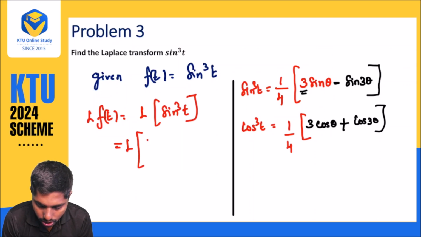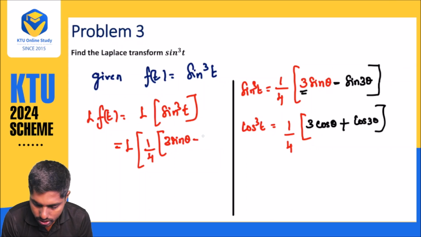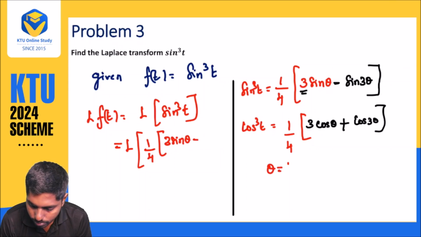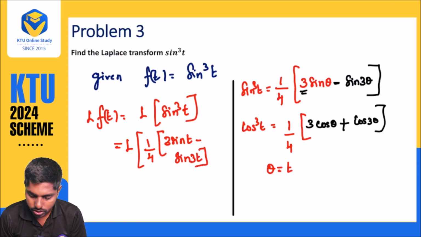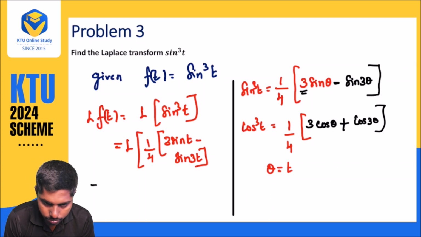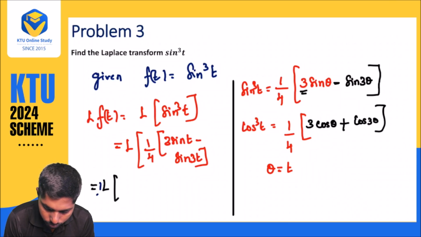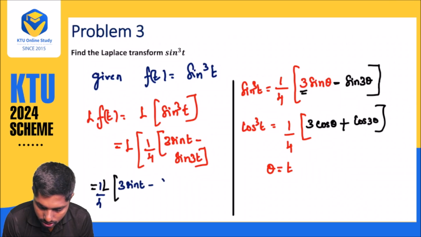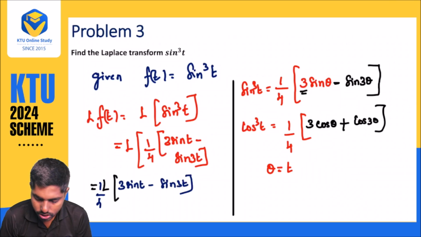That is nothing but L of 1 by 4 into 3 sine theta minus sine 3 theta. In place of theta, it is t, so it will become 3 sin t minus sin 3t. Writing in a normal form, I can take 1 by 4 outside, so it becomes 1 by 4 L of 3 sin t minus sin 3t.